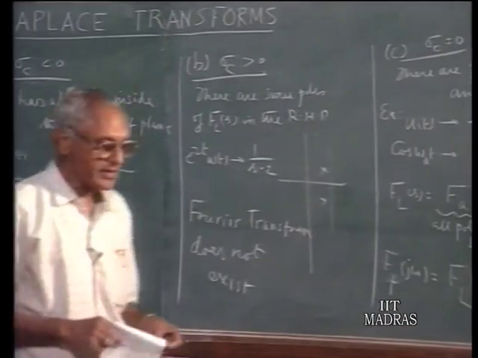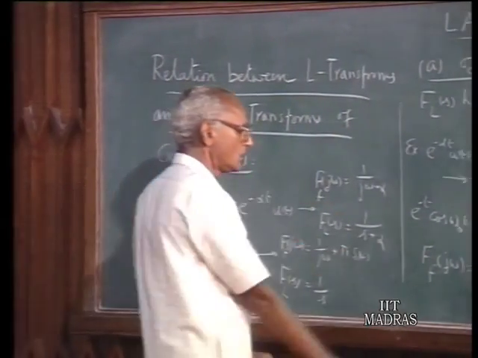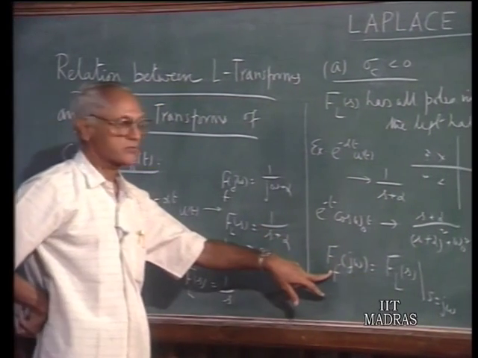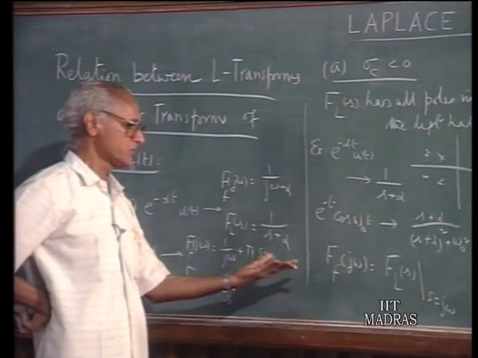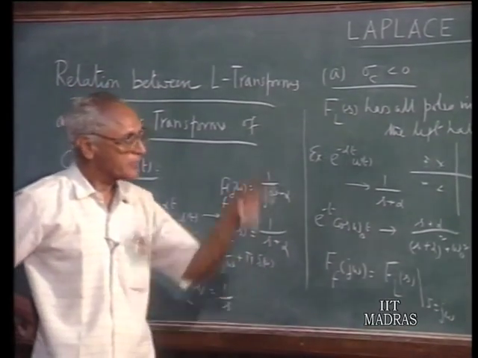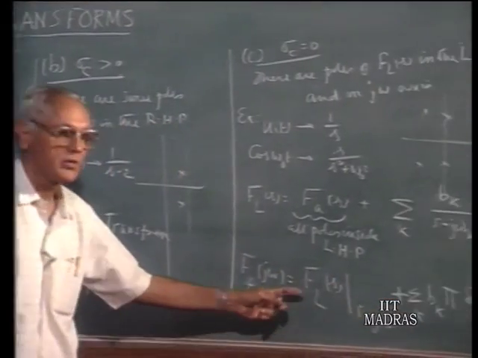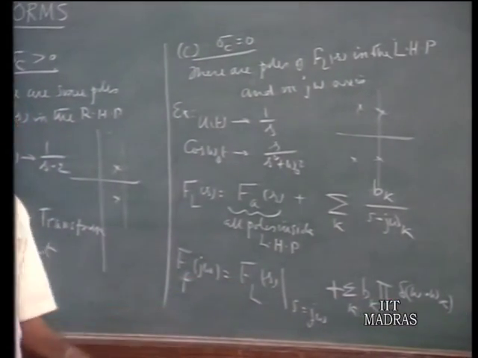So to summarize then, whenever you have the abscissa of convergence less than 0, then the Laplace transform and Fourier transform are very closely related. Substitution s equal to j omega will get one, you can derive one from the other. But if you have poles on the imaginary axis, you have delta functions in the Fourier transform, you don't have delta functions in the Laplace transformation.